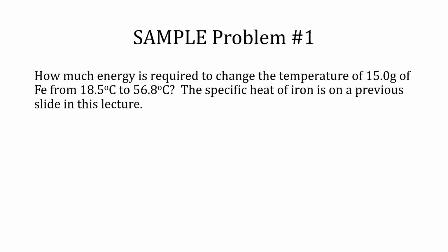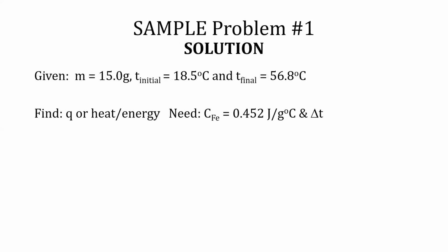Pause the video if you'd like to try the problem. Press play to continue. What's given is that the mass of the sample is 15 grams, T initial is 18.5 degrees Celsius, and T final is 56.8 degrees Celsius. The equation is asking to solve for Q, or heat. One needs the specific heat capacity of iron, which is 0.452 joules per gram degrees Celsius, and delta T.